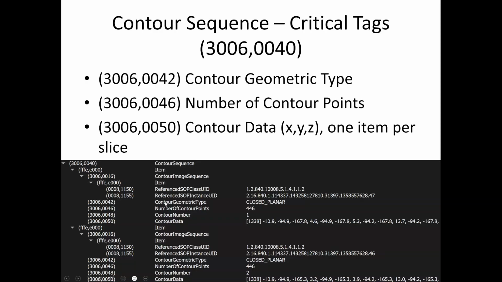Another thing to point out is the contour geometry type, and closed planar is the most common for closed contours. It can also have a type of point if the structure set represents a point geometry.